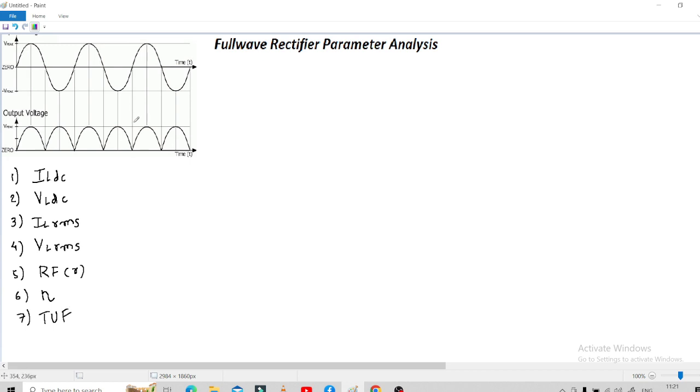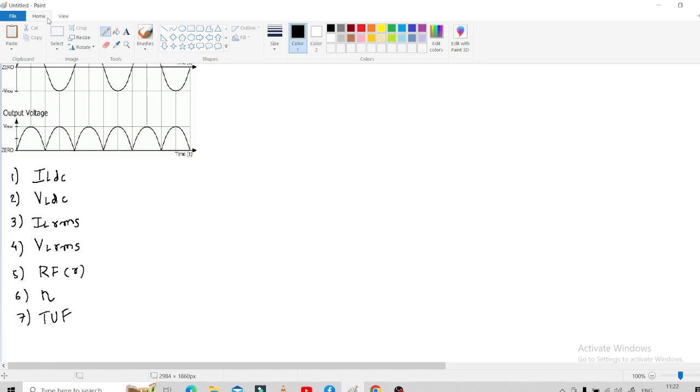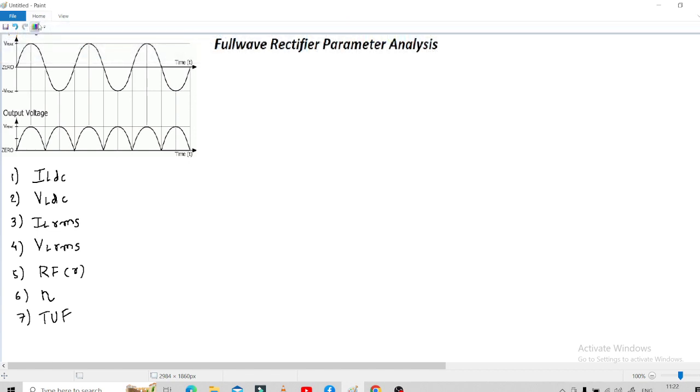Okay, so let us start with the first parameter, that is ILDC, the average load current. My dear friends, we all know that the full wave rectifier is known as full wave because for both half cycles you are getting the output at the load. That's why it is known as a full wave rectifier.